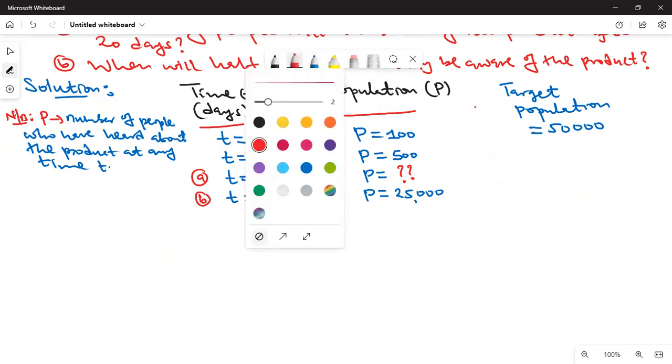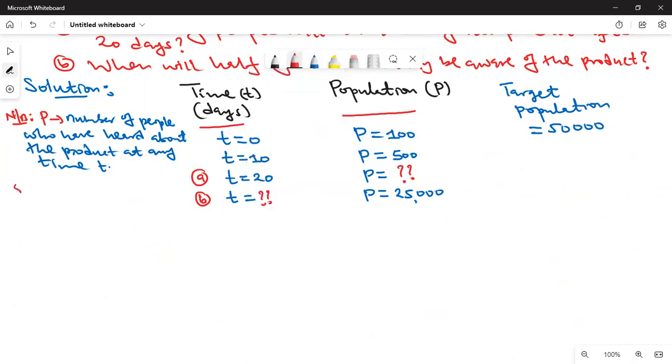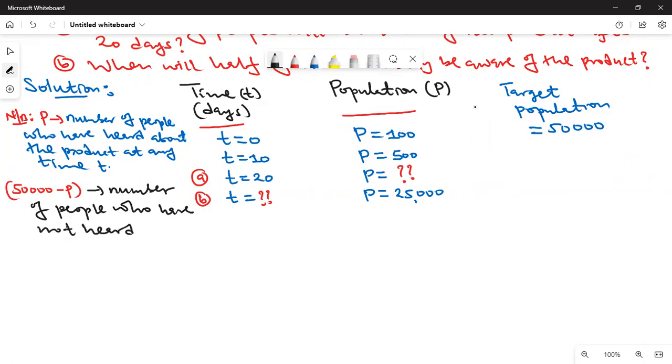So it means, therefore, that 50,000 minus P is the number of people who have not heard about the product at any time t.